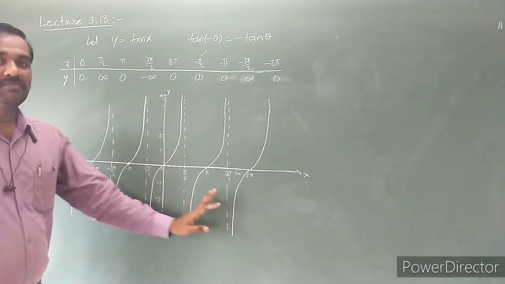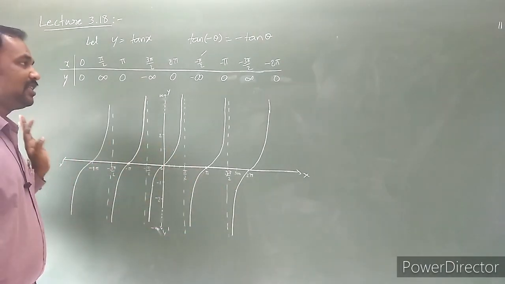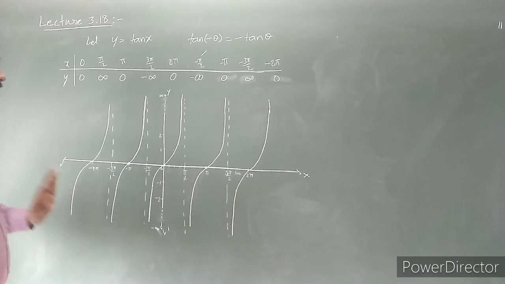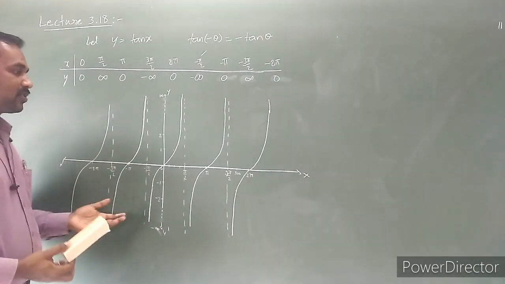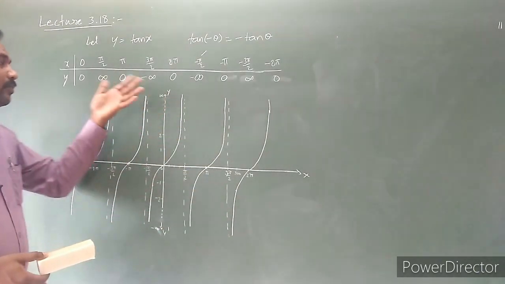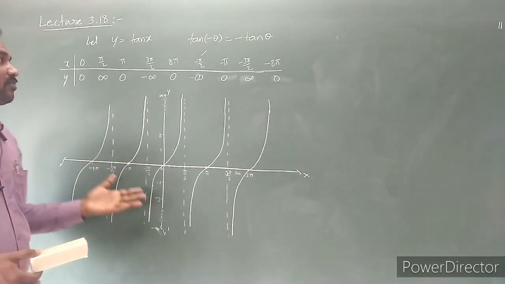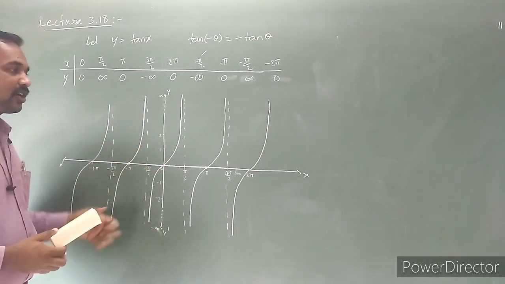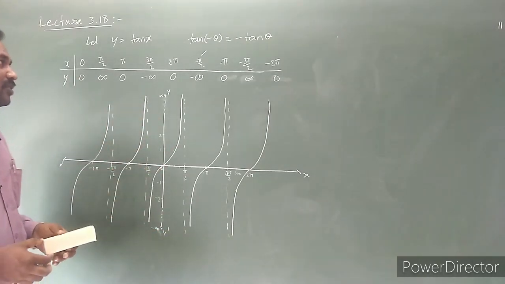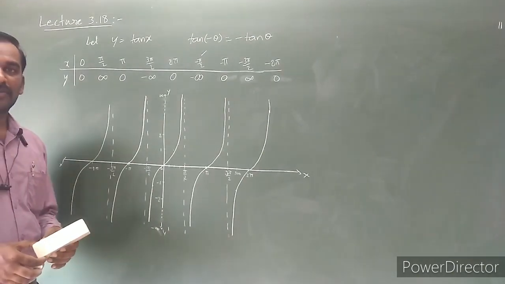If you remember the graph, several points we can easily get. So this is the graph of the tan function. Simultaneously, you just draw the graphs of each function. Okay, now let's move to the next function, that is the cot function graph.